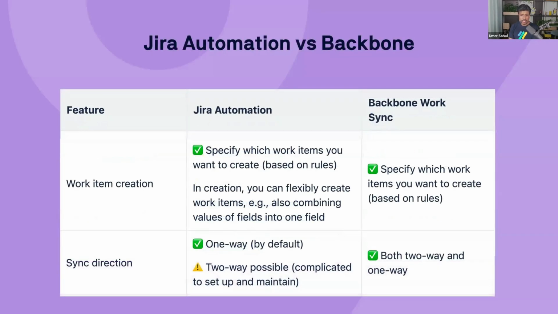Then work item creation, I guess Jira Automation and Backbone both are kind of good in letting you pick and choose which type of work items you want to sync. And sync direction, again, Jira Automation is primarily, I think, one way. You have to replicate similar automations if you want to do it two ways. With Backbone, it's quite simple.